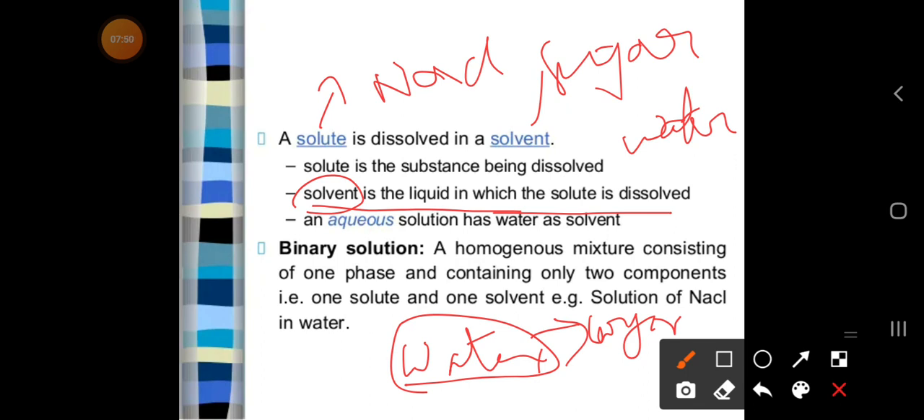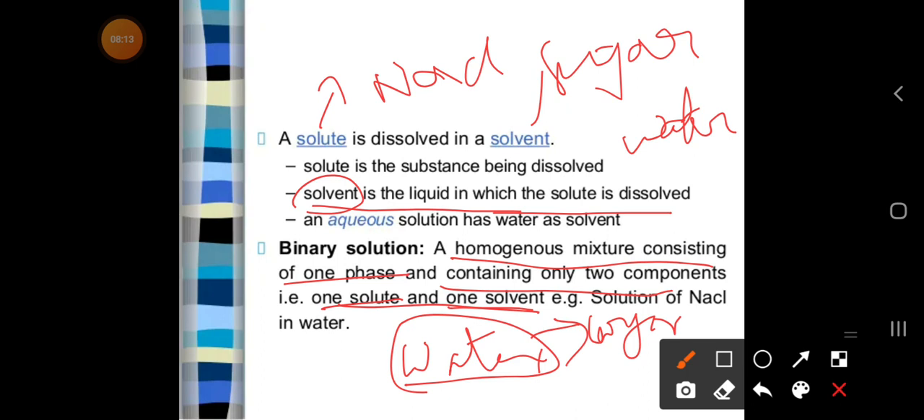Then what is a binary solution? A binary solution is a homogeneous mixture consisting of one phase and containing only two components, that is one solute and one solvent. We call it a binary solution. So what is a binary solution? We can say here, one is solute, another one is solvent.